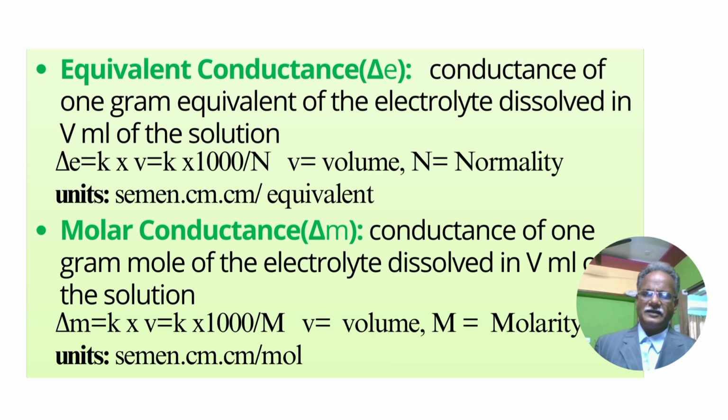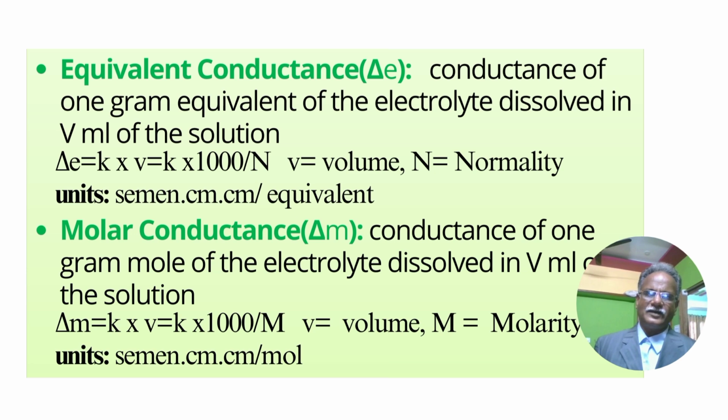And the most important parameters are equivalent conductance, molar conductance. Equivalent conductance. This can be denoted by delta E. In some books, it has represented as lambda. In some books, it has represented as delta. Here in delta E, delta represent conductance, E represent equivalence. Okay. So let us define this.